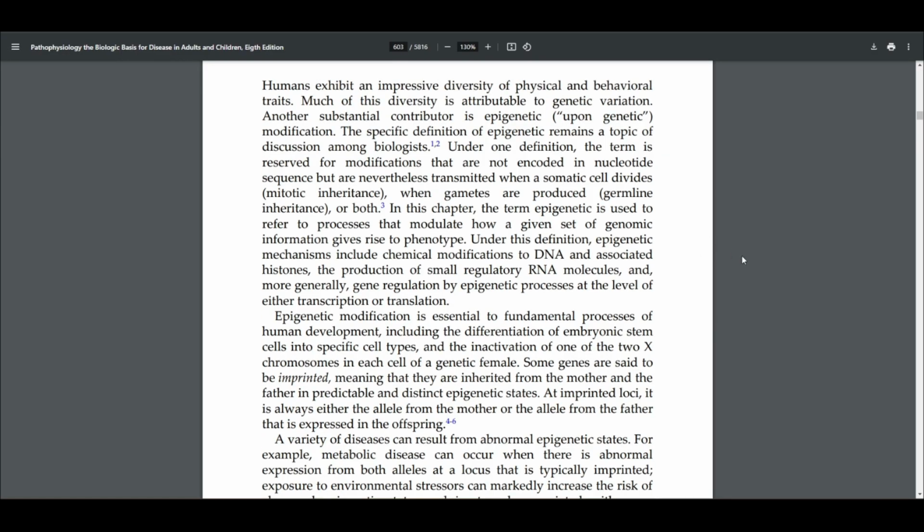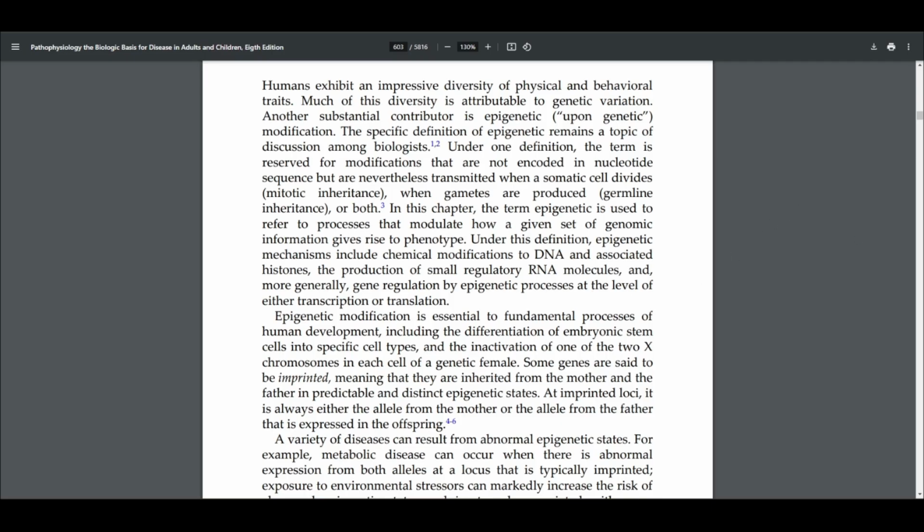humans exhibit an impressive diversity of physical and behavioral traits. Much of this diversity is attributable to genetic variation, another substantial contributor is epigenetic modification. The specific definition of epigenetic remains a topic of discussion among biologists. Under one definition, the term is reserved for modifications that are not encoded in nucleotide sequence, but are nevertheless transmitted when a somatic cell divides, when gametes are produced, or both.